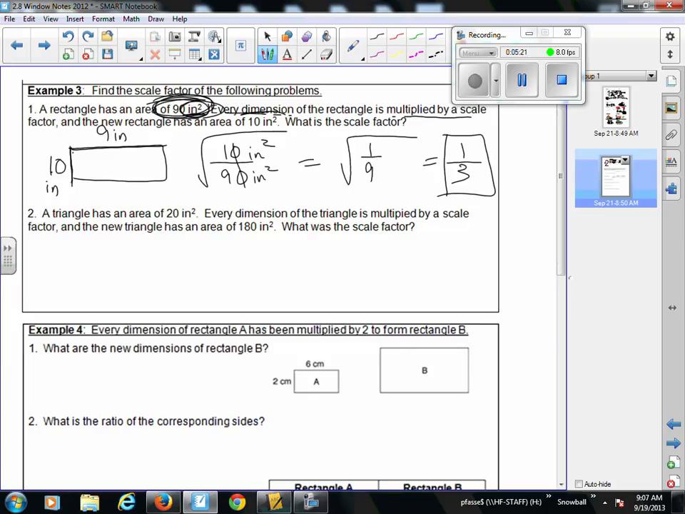How did I know to make it 1/9? Well, we wanted to make the area smaller. So do you multiply it by 3 or 1/3? You multiply it by 1/3. So let's go ahead and look at number 2.